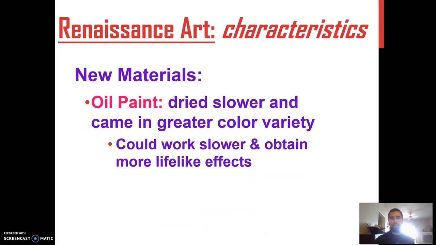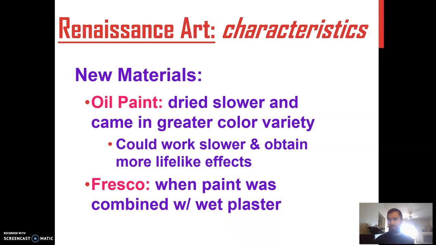So like I just said, these Renaissance paintings look better, they look aesthetically more pleasing than the medieval ones do because of these new materials. You have oil paint, which allows the painters to work slower because these paints dry slower, and therefore you can obtain more lifelike effects. You also have fresco, which is when paint was combined with wet plaster, which helped the painting last a little bit longer as well. Okay, so those are the two new materials.